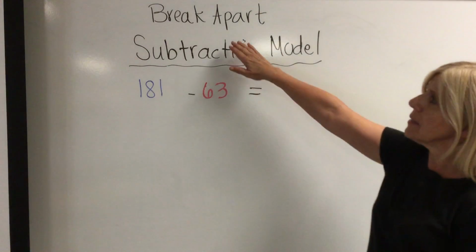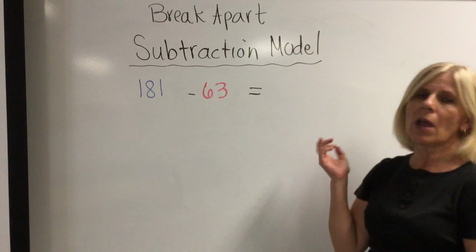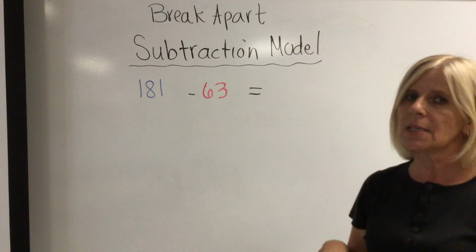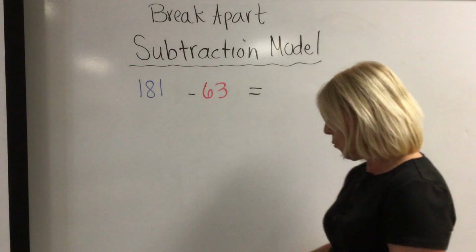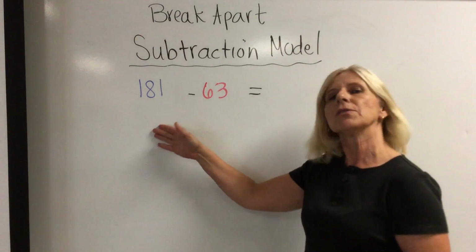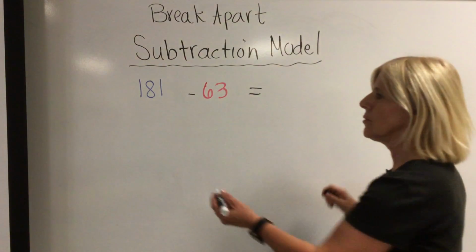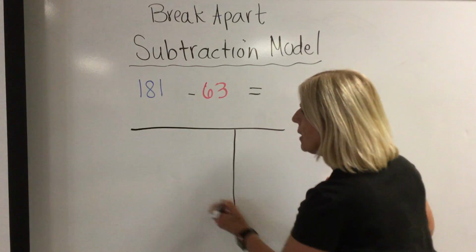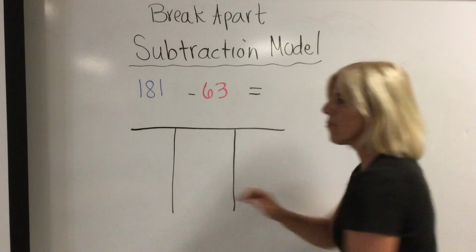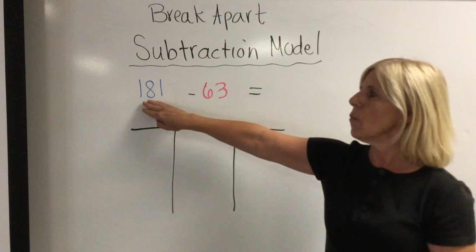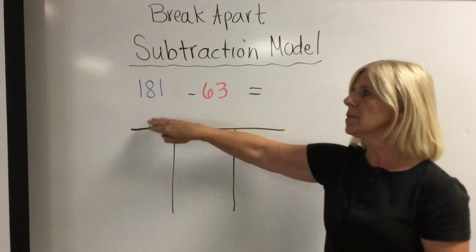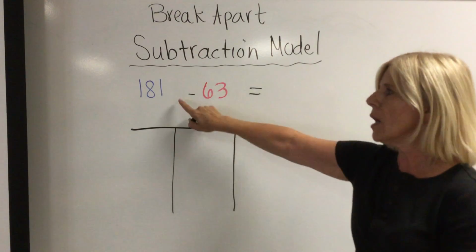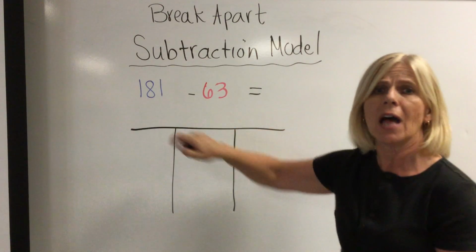Your lesson today is the break apart subtraction model, and I'm going to show you how to do this, so listen carefully. The first thing you want to do is make a chart, and I'm going to draw it and make 3 columns. The reason I'm making 3 columns is we have 3 digits. That's our biggest number, 181, and there are 3 positions in it. I want to represent each place value.